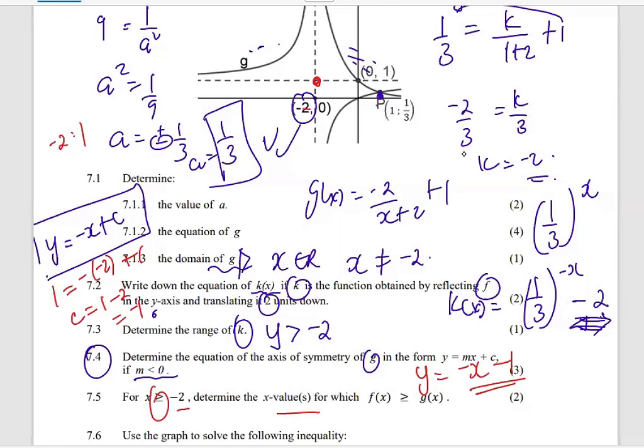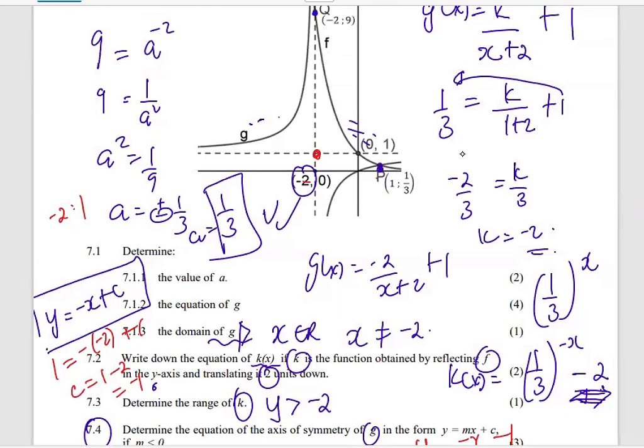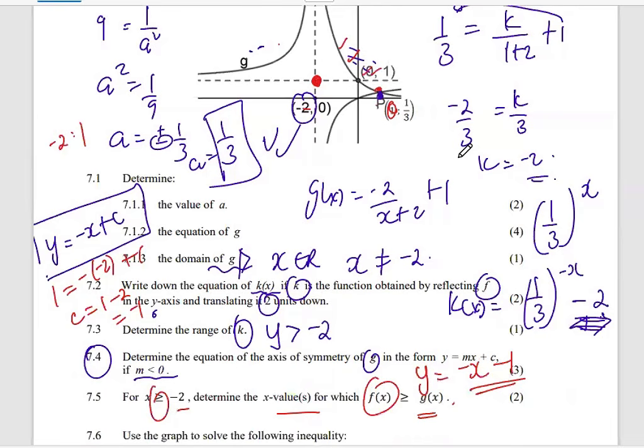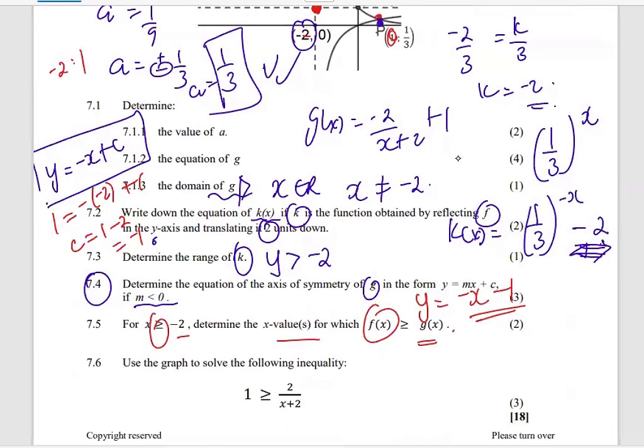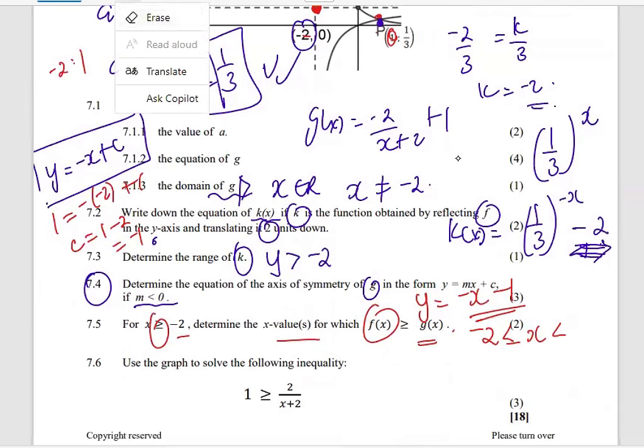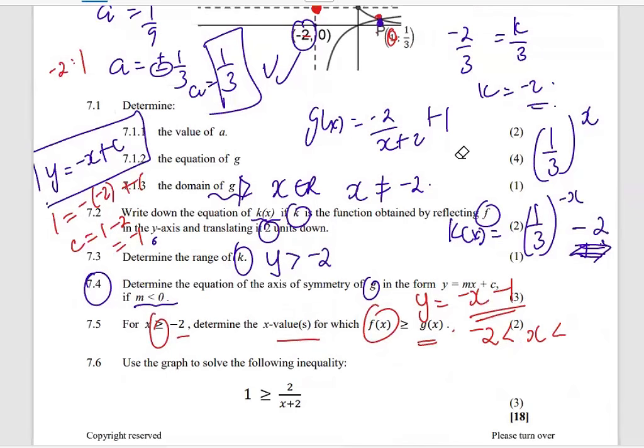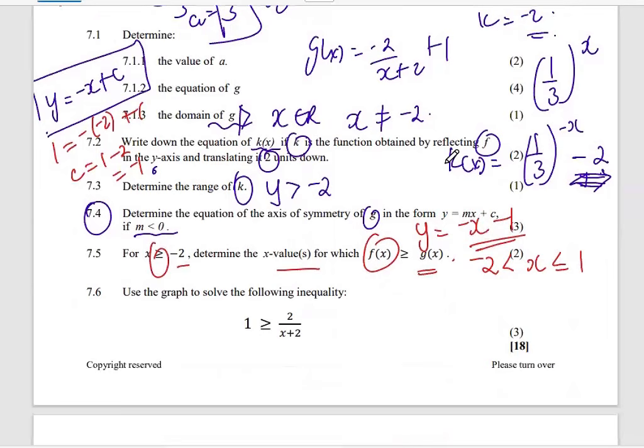Okay, determine the values of x where f is greater, so where f is above the g. So we see between -2 up to this point of 1, this graph will be above. So I'm going to say -2 is less than or equal to x is less... No, it cannot be equal. Why? Because the -2 is an asymptote, but it can be equal to 1.